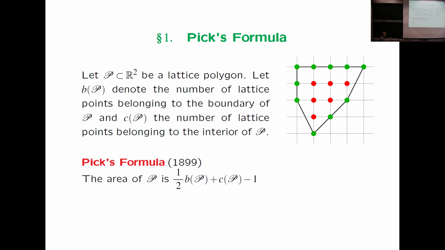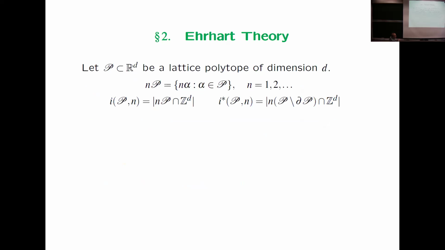Okay. And first of all, I want to discuss Ehrhart theory. This is interesting, and this is very much related with commutative algebra. Always P is a lattice polytope of dimension d in R^d. And n times P is the dilation of P, so n times P is the set of n alpha where alpha is contained in P. So P, 2P, 3P, 4P, something like this.